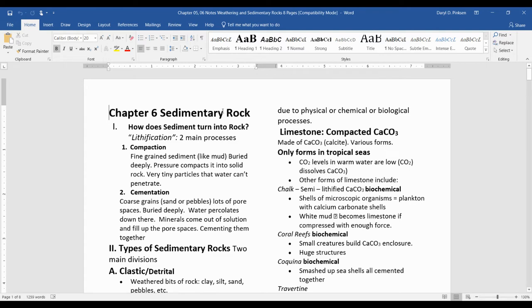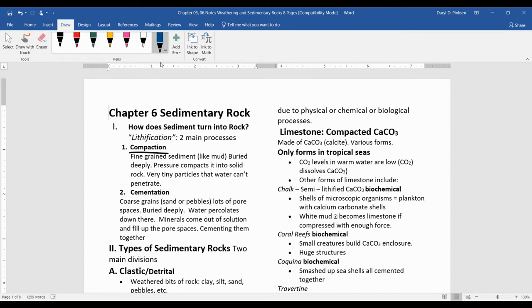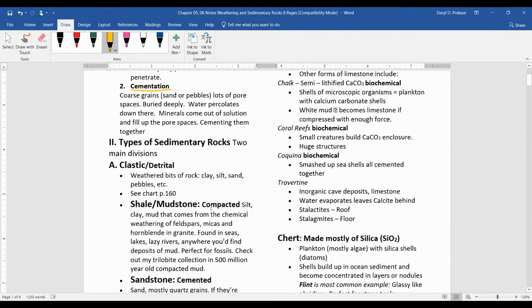One way is compaction, and that is when the extreme weight on top of all of the sediment will just compress it down into sedimentary rock. And that happens with things like mud. Then there's another process called cementation, where pebbles and sand can't be compressed; they're too hard. But water can percolate down through the spaces of them and leave minerals behind and cement them all together. So that's what happens with sands and pebbles.